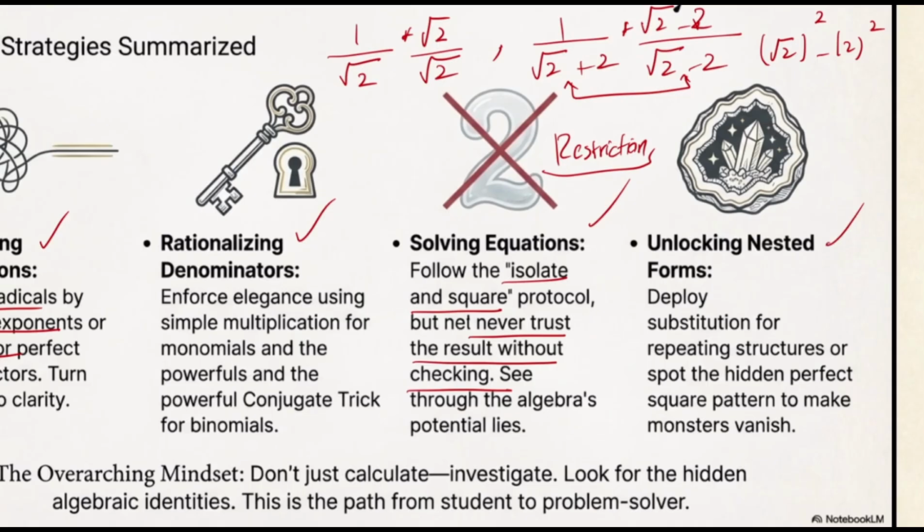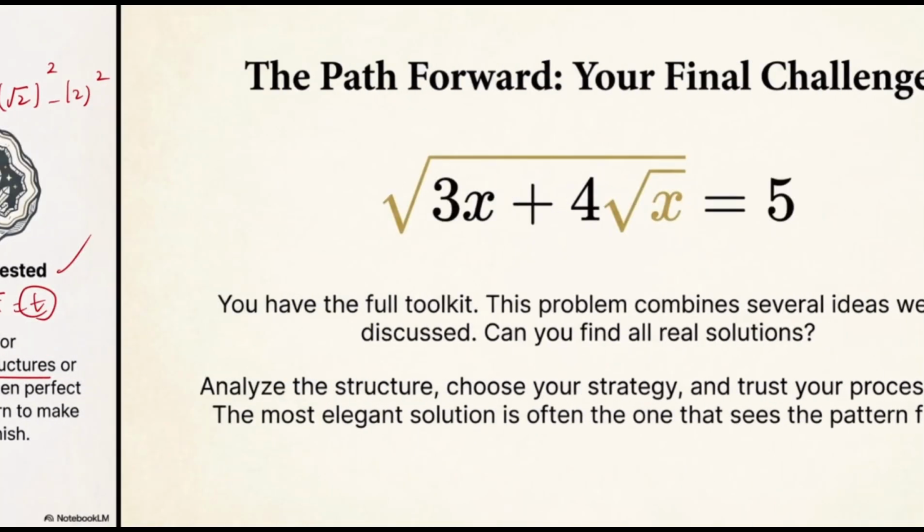After that, we were talking about unlocking the nested form. We deployed substitution for repeating structure. It means that whenever you are dealing with nested radicals and you have a square root of x or whatever, you can call it t, solve the whole thing based on t, and come back to find your x itself, as simple as that.